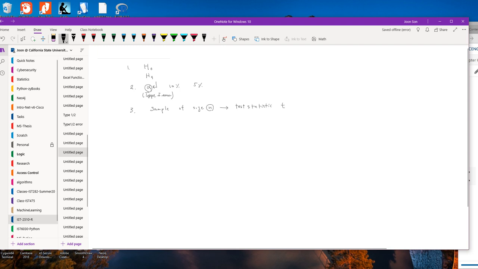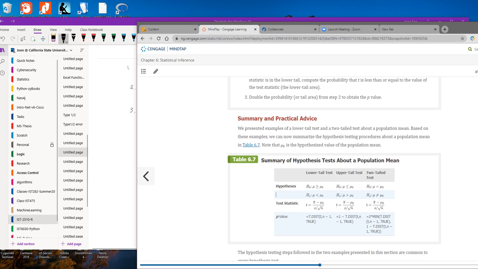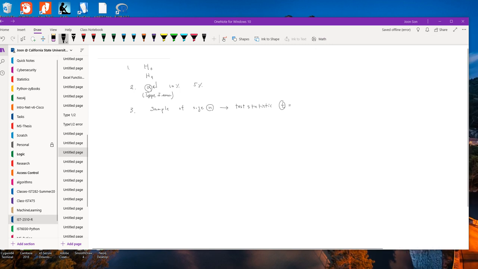The test statistic is known as t. The formula for the t, as you can see in the table, is x bar minus mu naught, divided by the standard error for the sampling distribution, okay?